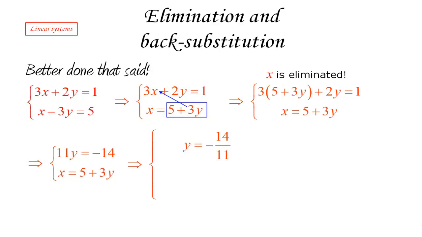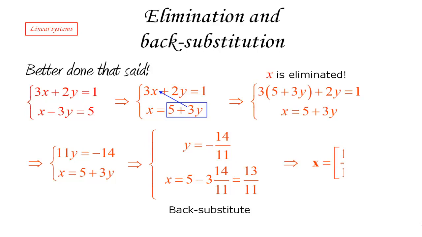But that doesn't tell me what x is yet. So what I need to do is take that value of y and plug it back in place of y in the second equation. Okay, and this is the back substitution step. So what I'm doing here is I'm using the value I have found for y, and I'm substituting it back into the equation of x so as to obtain the value for x. Okay, so now I know that y has to be negative 14 over 11 and x has to be 13 over 11. Therefore, the solution is the vector x given by 13 over 11, negative 14 over 11.